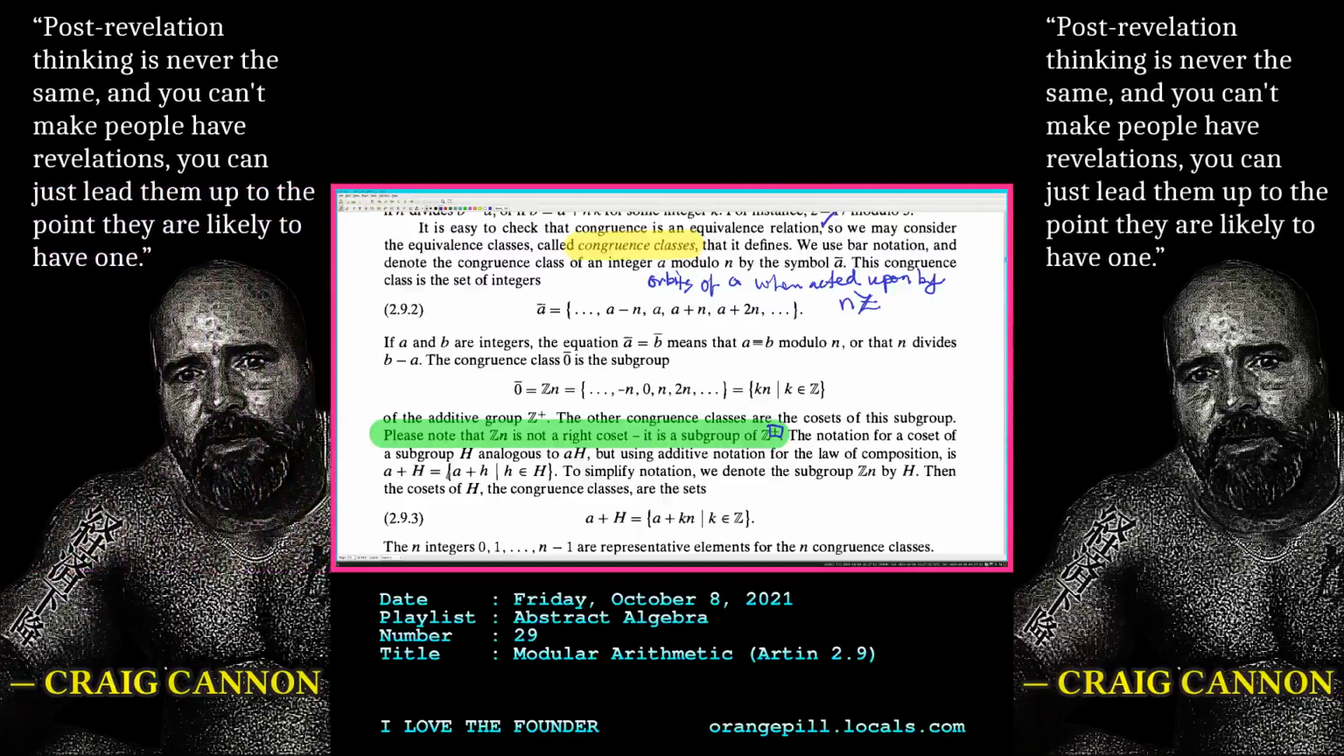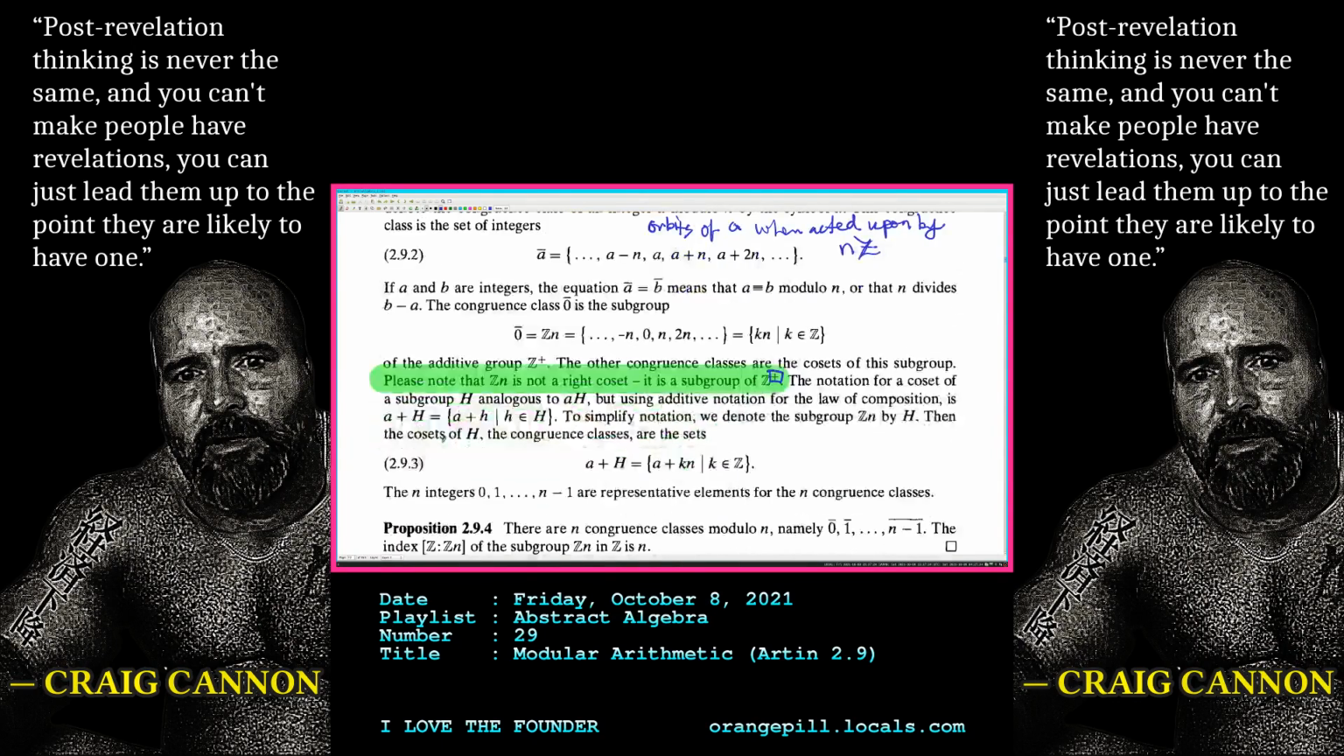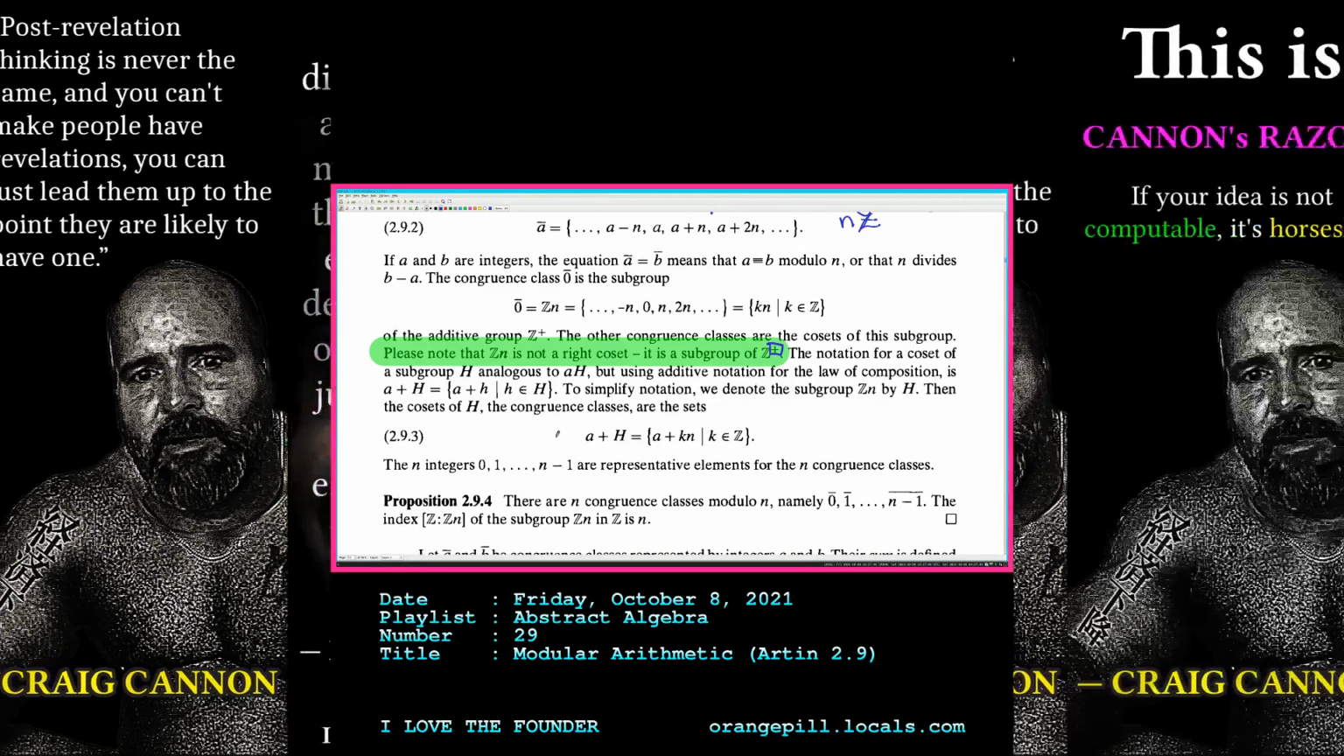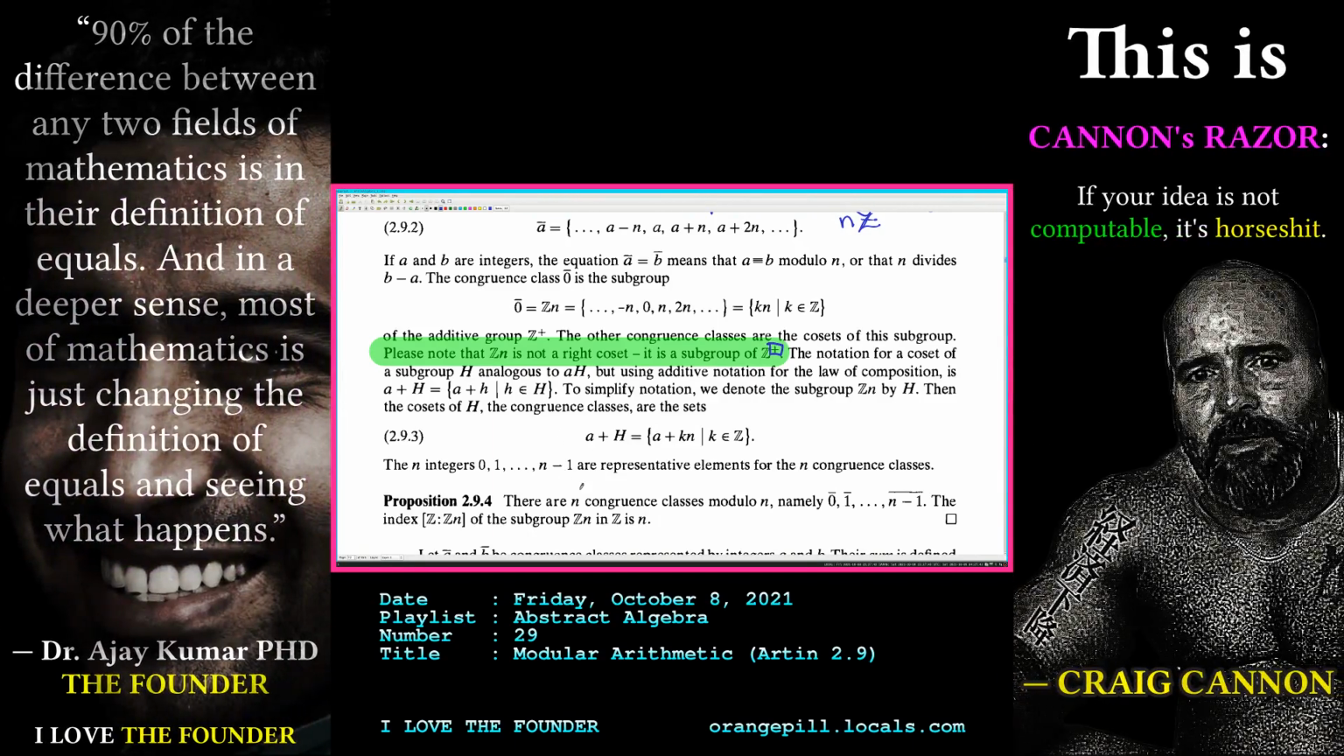To simplify notation, we denote the subgroup Zn by H. Then the cosets of H, or the congruence classes, are the sets A plus H, which is A plus Kn for K in Z. So the infinite set, which is the multiples of 12, and then the integers 0 through 11, are the representative elements for our 12 congruence classes if we're analogizing this with clock arithmetic.